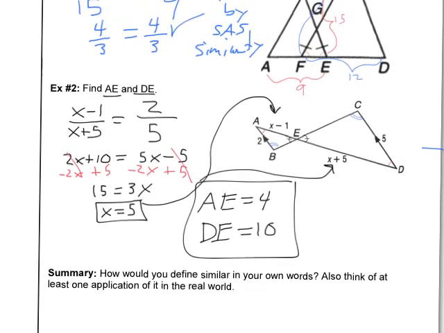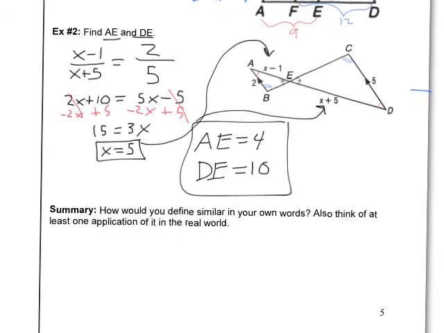Boom, done. So summary, how would you define similar in your own words? Also, think of at least one application in the real world. So think of something that's similar in real life. It may not be a two-dimensional shape. It could be a figure, it could be a thing. But think about how you would define similar and use a real-world example.